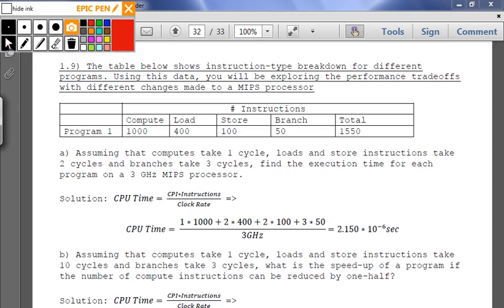So now we use the average CPI: 1 times 1,000 plus 2 times 400 plus 2 times 100, because that's what the problem gives. And then 3 times 50 for branch, divided by 3 gigahertz. We now get 1.50 times 10 to the negative 6 seconds. So that's our CPU time. Which is what?